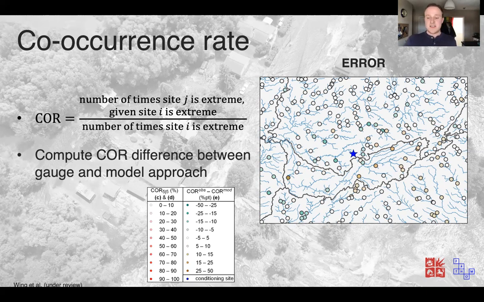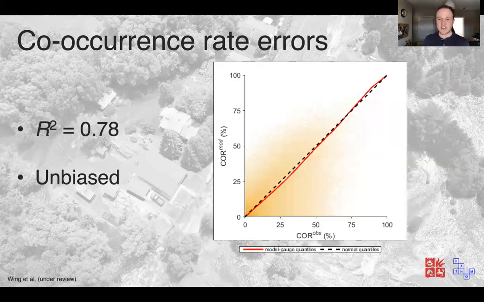We can summarize these errors in a number of ways. Firstly, let's just plot them together. It's a little hard to visualize these millions of different co-occurrences where we see the correlation errors of every gauge versus every gauge, as most data points are concentrated at the very low co-occurrence rates. If we plot these quantiles of model versus gauge co-occurrence rates, we can see these closely follow normal quantiles. We have an unbiased model.